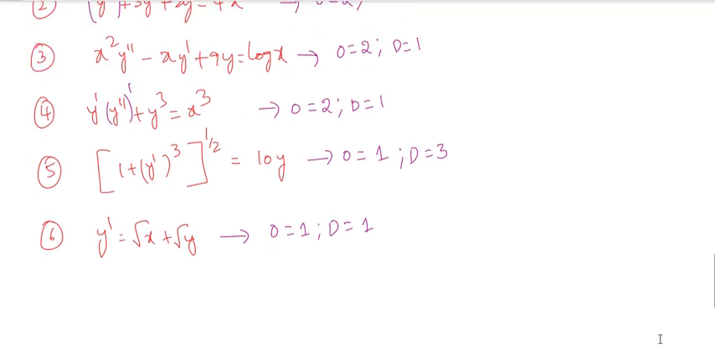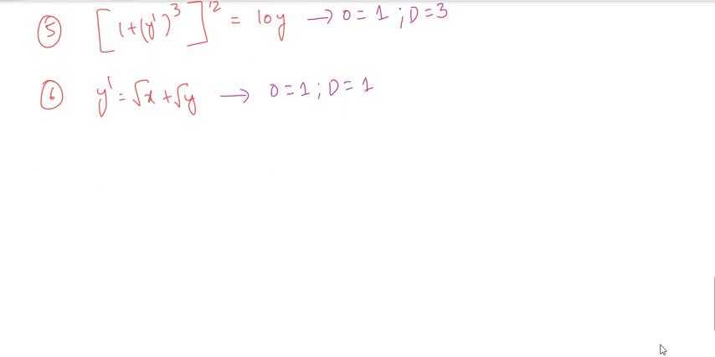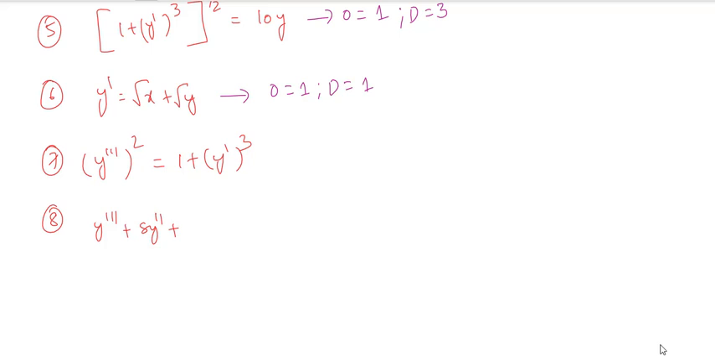So likewise, you need to solve the criteria. Then next one, y triple dash whole square is equivalent to 1 plus y dash whole cube. Next, y triple dash plus 8y double dash plus 2y dash plus y is equivalent to 0. Give me that.